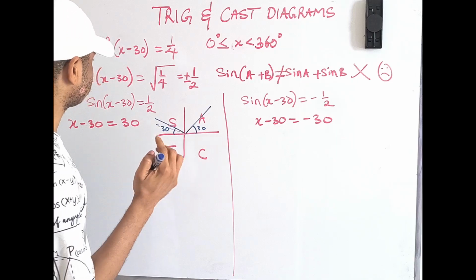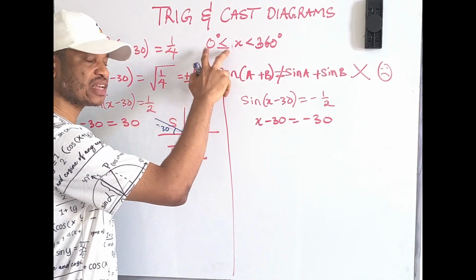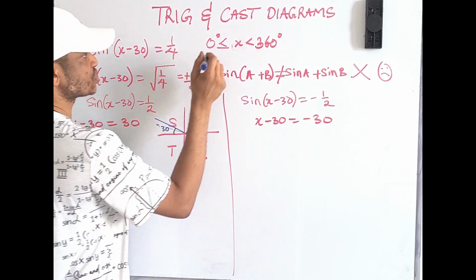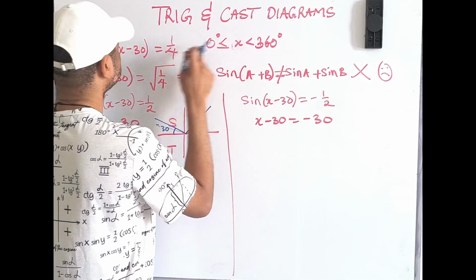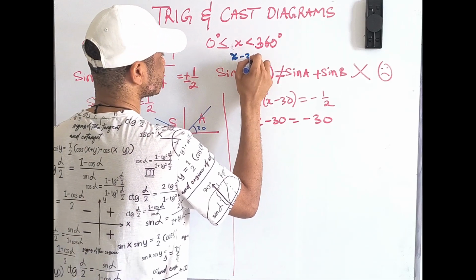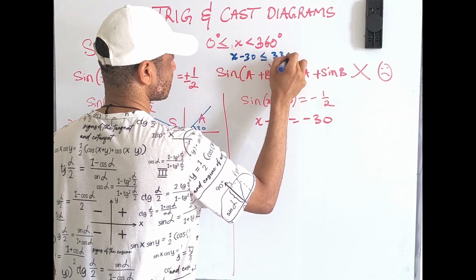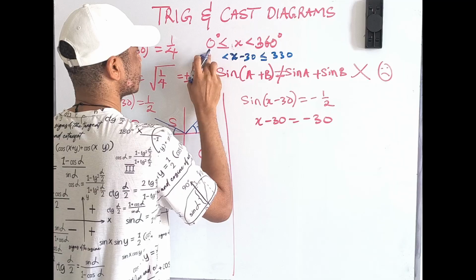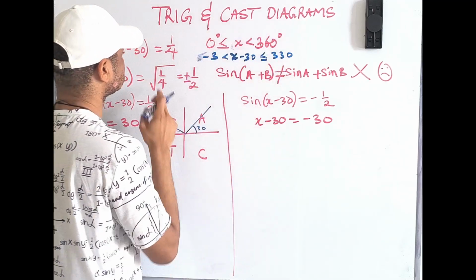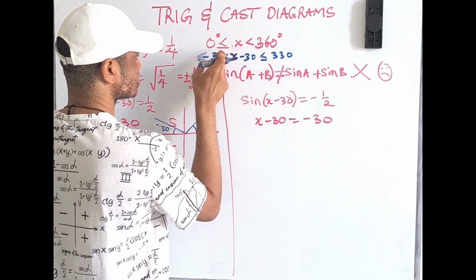Now, the next thing, whenever you don't have just x here, you must change your limit. It's a must. And don't directly start solving it. You get it wrong. So I change my limit. You're subtracting 30 from x. So x minus 30: this minus 30 is 330, and this minus 30 is minus 30. So I subtracted 30 because that's what I have. So my values I am looking for are in this range.